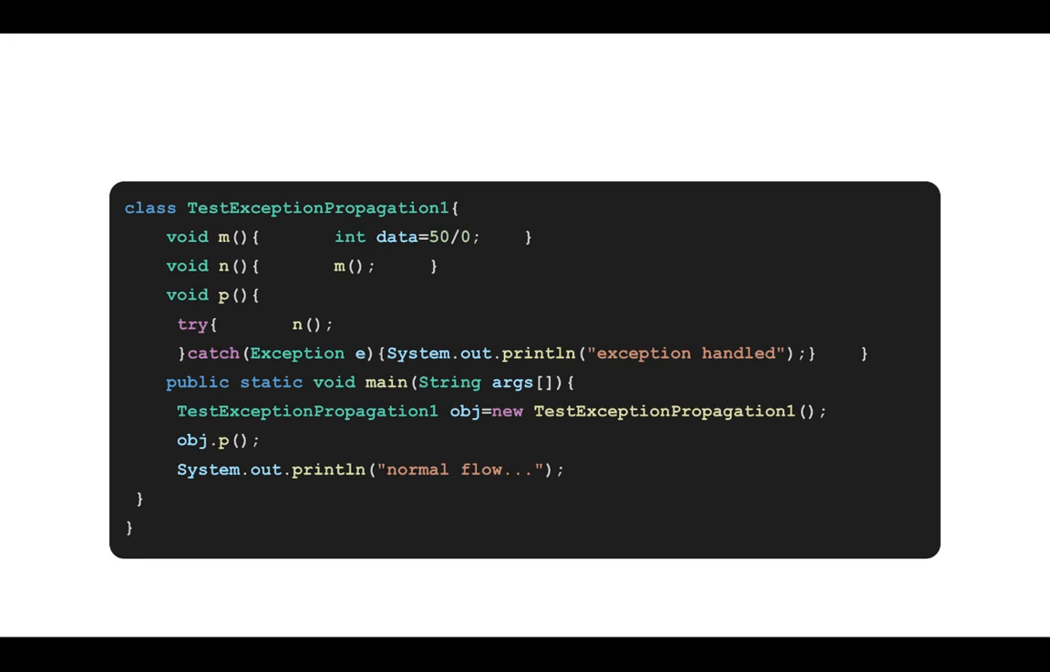It is also possible that a single method can call another method, which can call another method, which can raise an exception. In this scenario, we have called a method P, and P calls method N, and N calls method M, and in method M there is an exception, but it has not been caught either in M or in N, but in P it has been caught. That's how the scenario works.